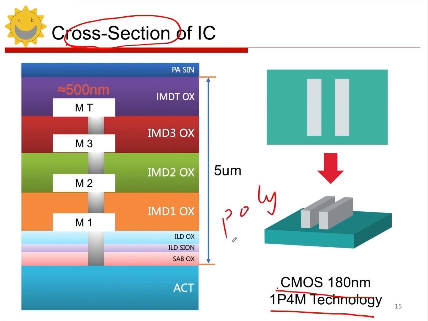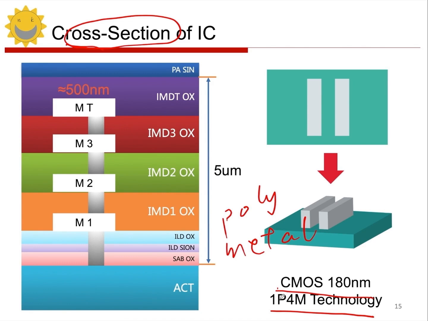The P is an abbreviation for polysilicon, and M is an abbreviation for metal, right? So EP4M means 1 polysilicon and 4 metals, which indicates that this process provides 1 layer of polysilicon and 4 layers of metal. Essentially, it represents a type of interconnect in this process, 1 poly and 4 metals. Now looking at the cross-section of this process, it looks like this.